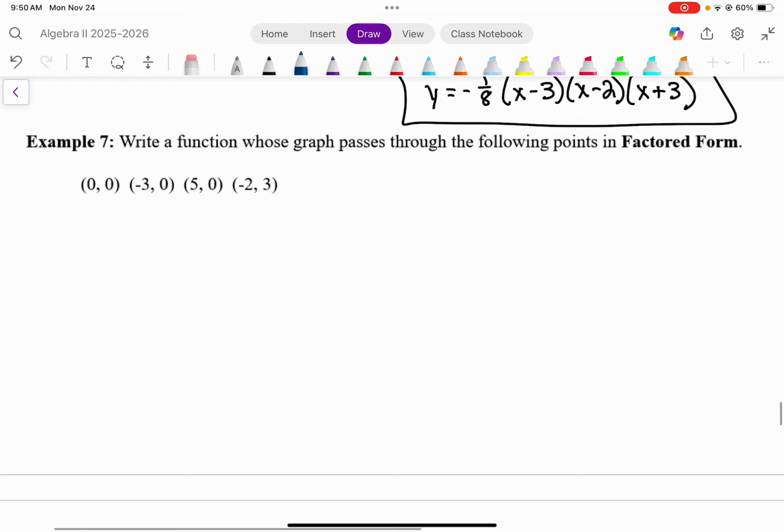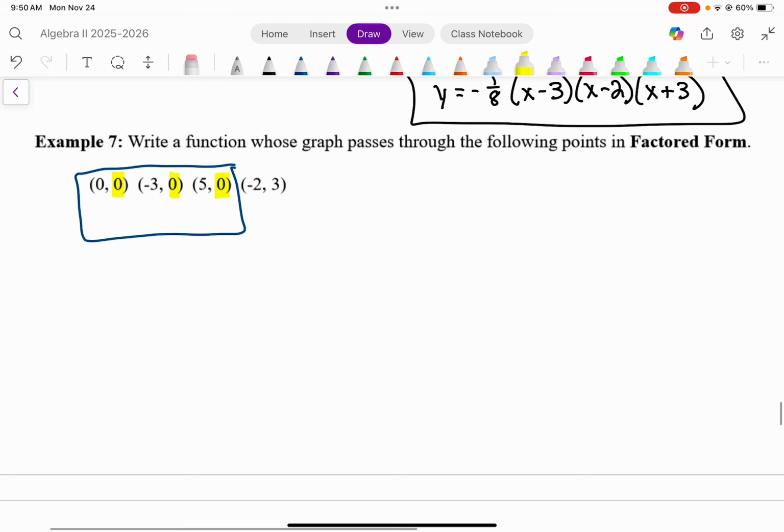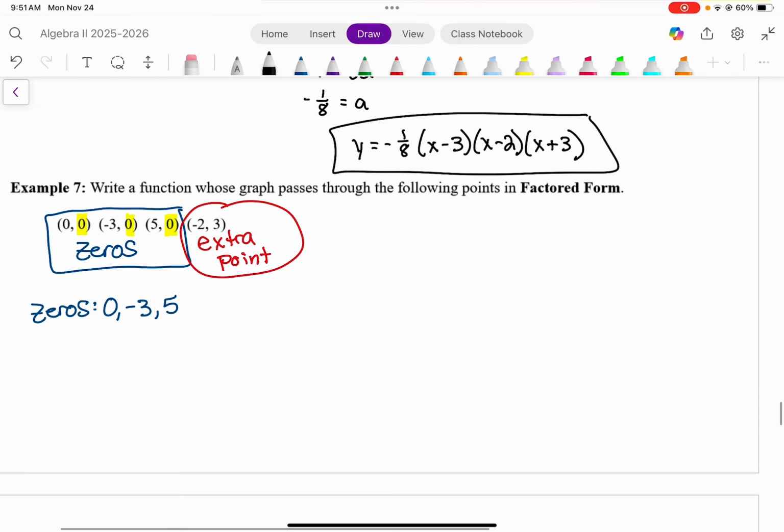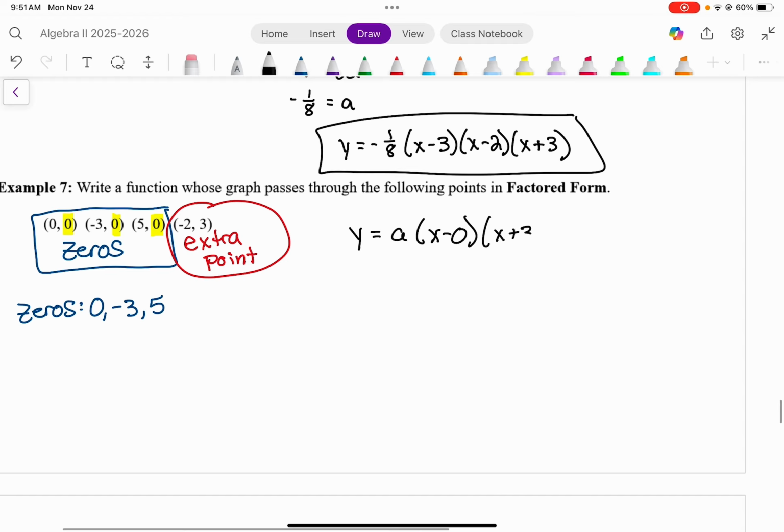All right, so the first thing is identify your zeros, and that is when y equals 0. So here we would have our zeros, which would be 0, negative 3, and 5. Then we have our extra point. So now we can set this up. We'll have y equals a times x minus 0, x plus 3, and x minus 5.